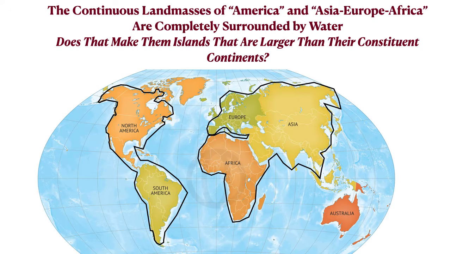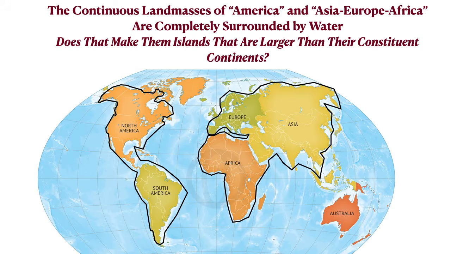So the continuous land masses of America, North and South America, I mean, they are completely surrounded by water. There are islands that are associated with those continents. So on the map, I draw a line around this continuous mass of land, excluding the Canadian archipelago, the Caribbean islands, Tierra del Fuego, and so on. But yes, that is, strictly speaking, an island. There's water all the way around it.